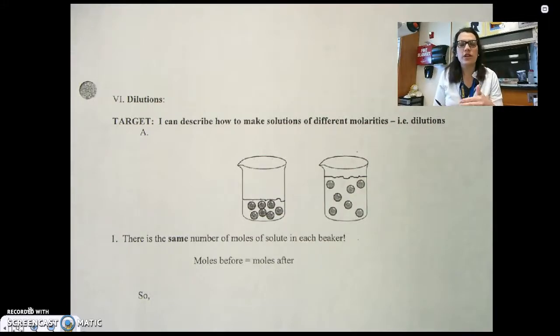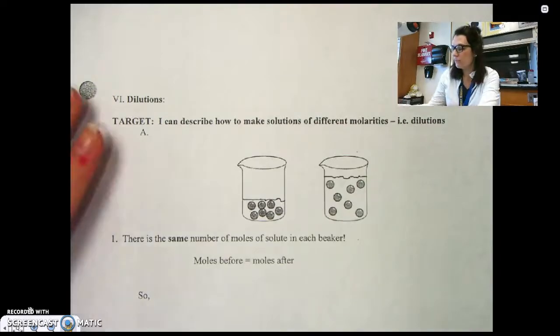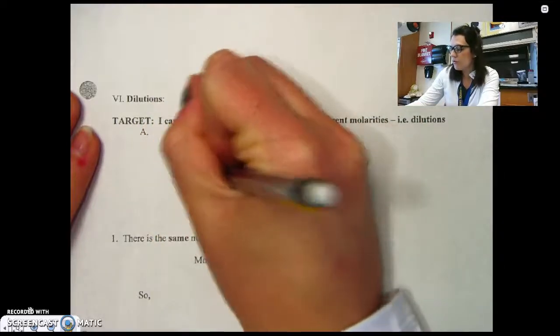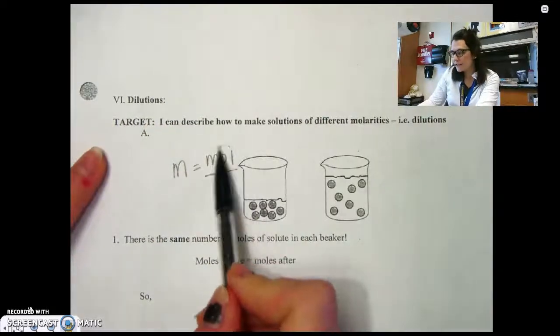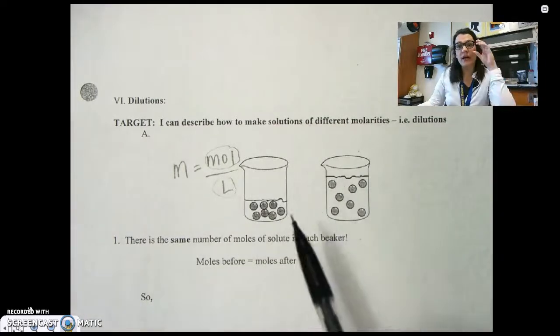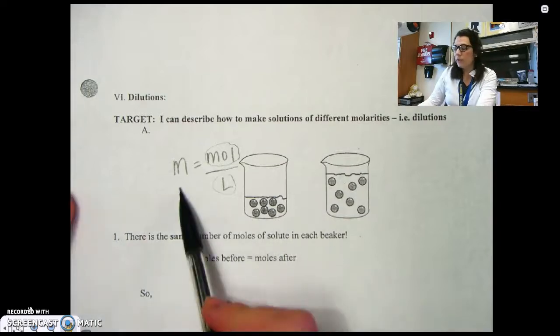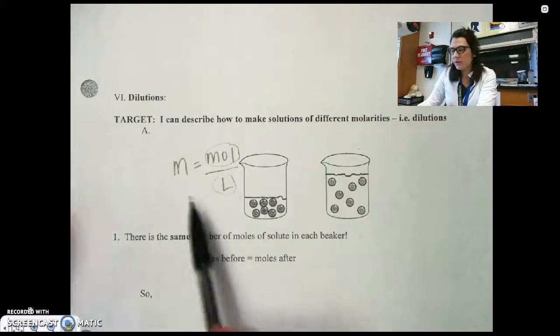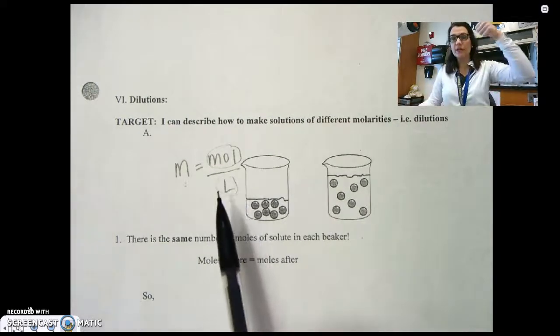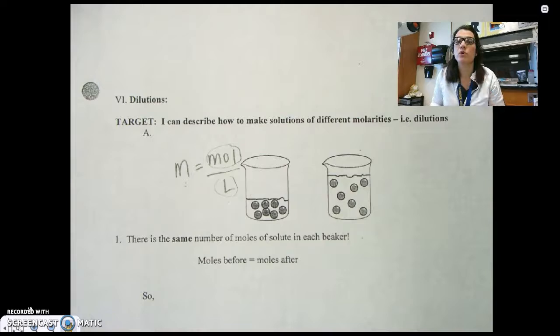When we have a dilution, we're not changing the amount of solute in our solution. I'm not changing the number of moles, I'm just changing the volume. So if molarity is equal to moles over liters, and the moles don't change, and the volume changes because you add more water or more solvent, your molarity is going to go down, because this relationship is inversely related. As your denominator goes up, your molarity goes down, which means you have a more diluted solution.